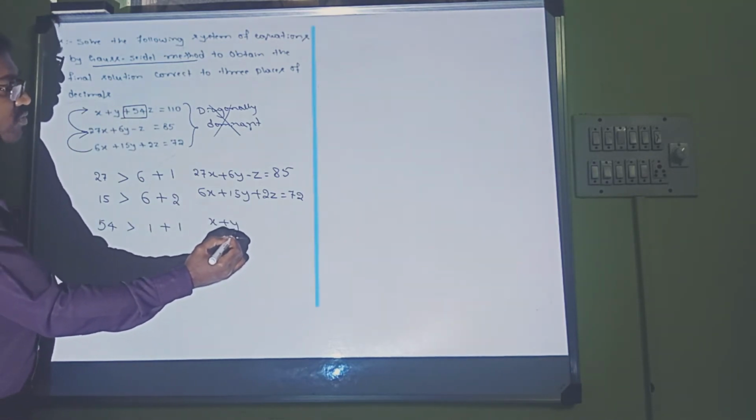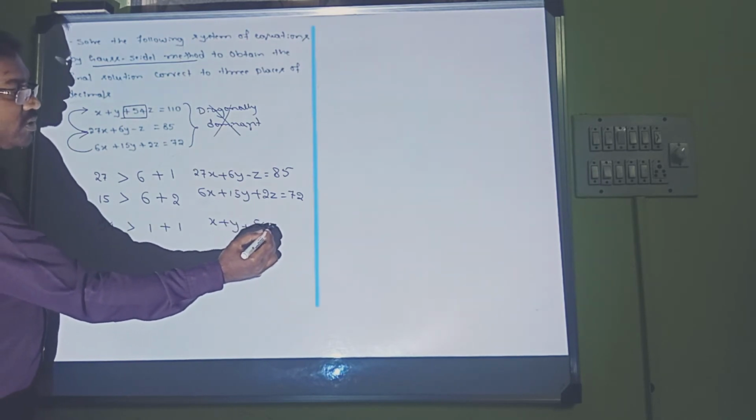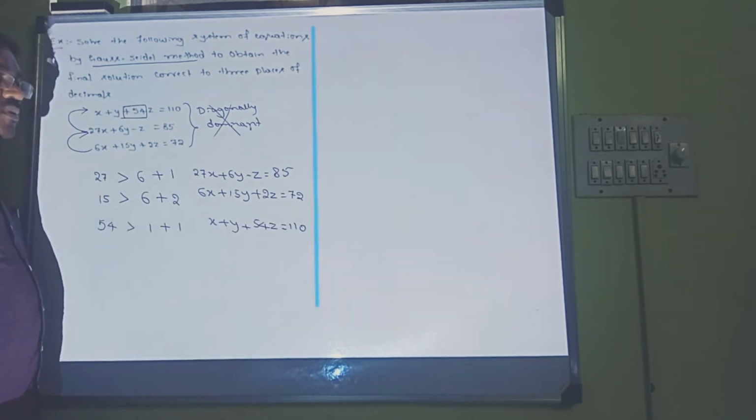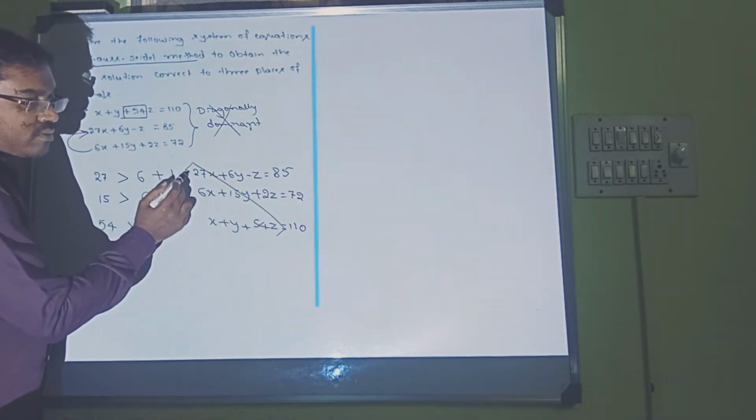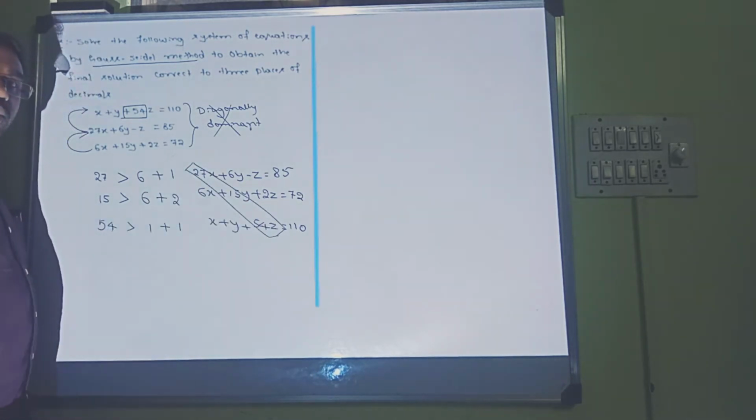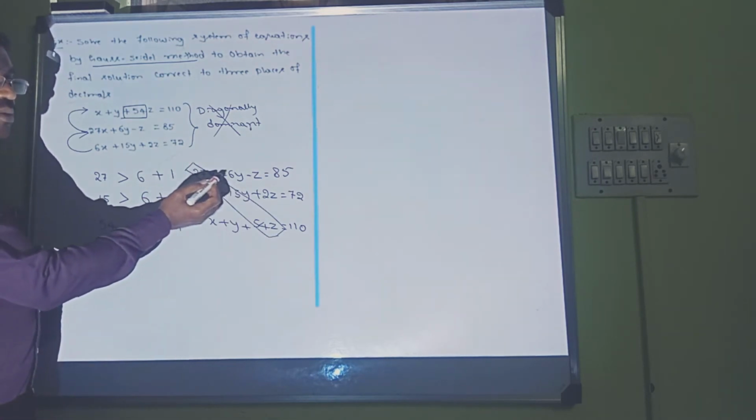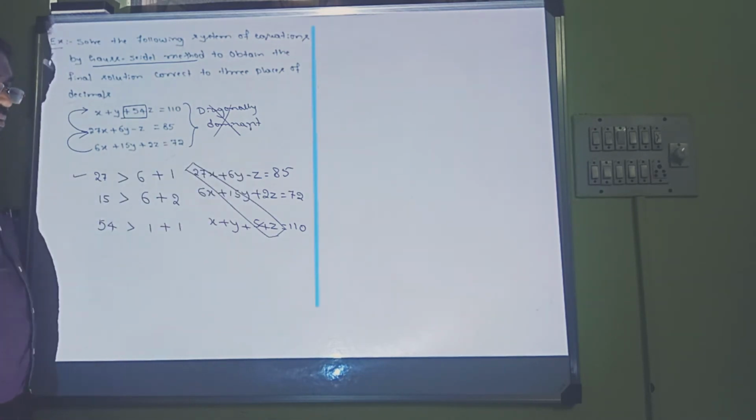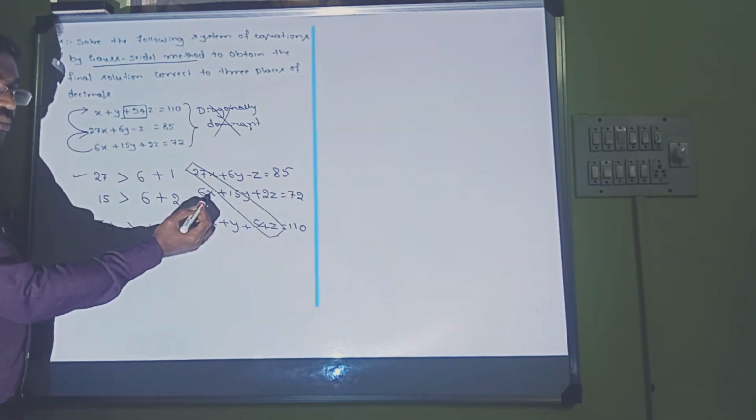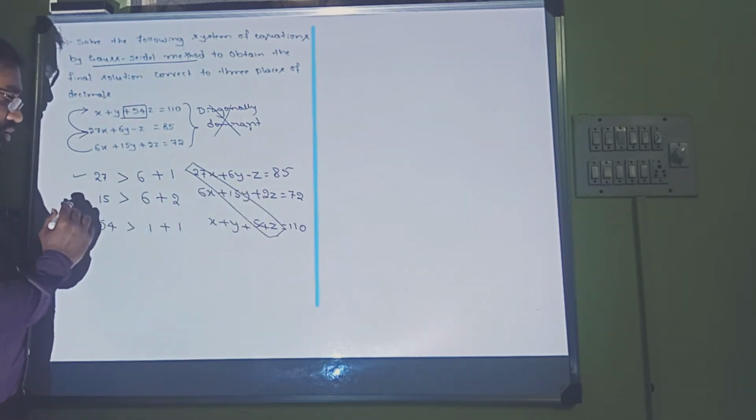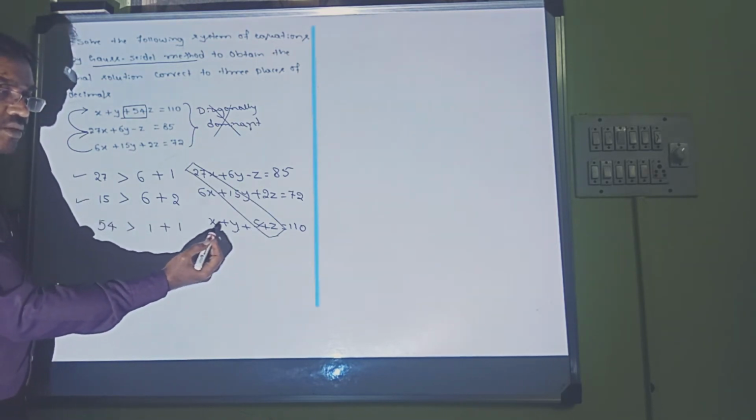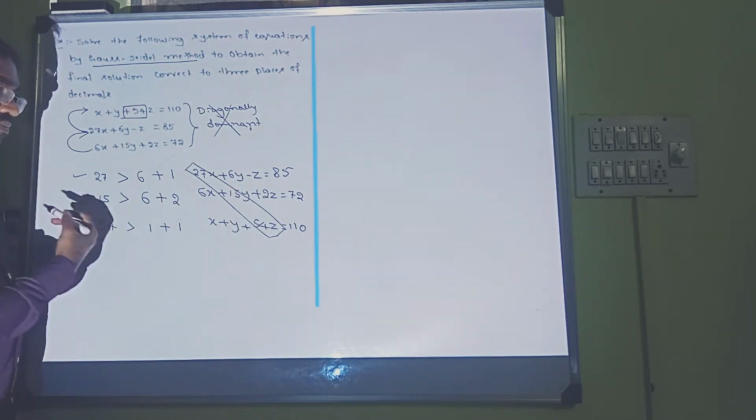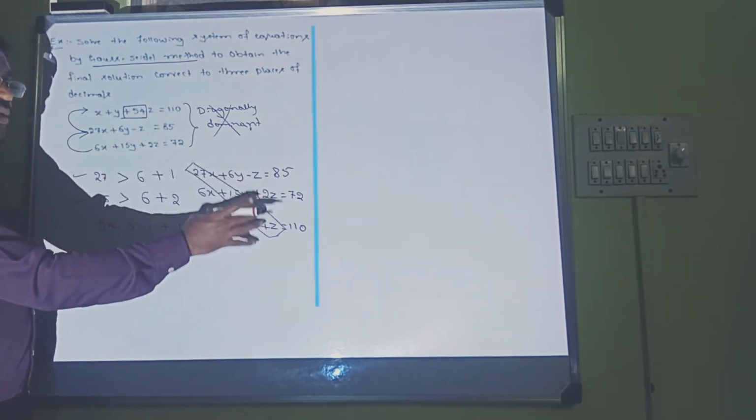x plus y plus 54z is equal to 1. Now these are diagonally dominant because the diagonal elements are dominating. 27 dominates the other two in this way, 15 dominates the other two this way, and here 54 dominates the other two elements in this way. So this is a system which is diagonally dominant.